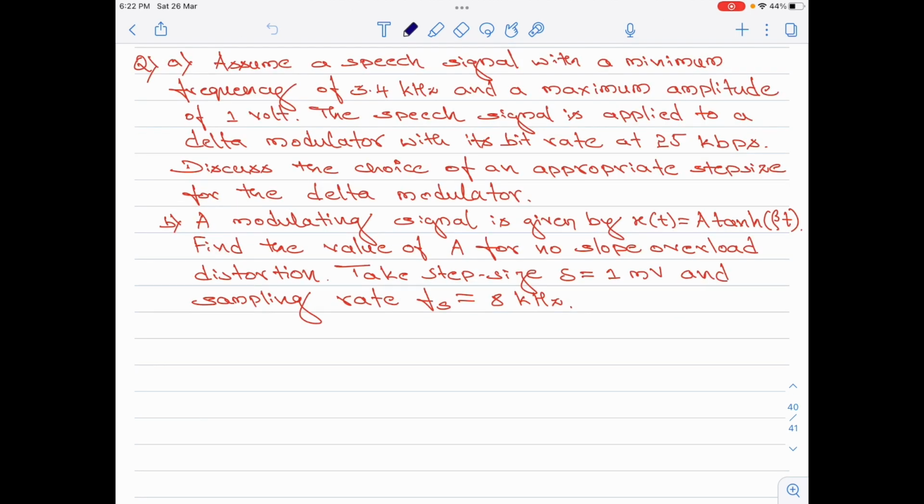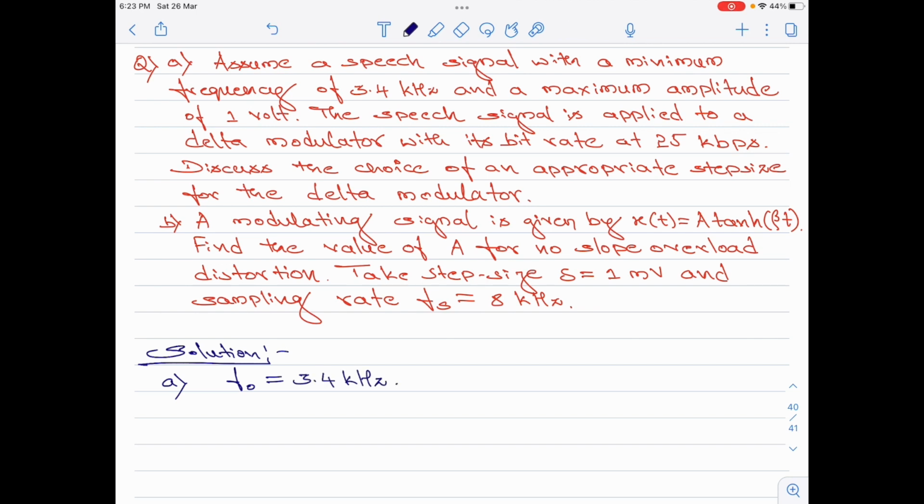Let me start with the solution part. I am going to start with part A of the question. If you go back and read out the question, we are very clearly told it is a delta modulation system. In the first sentence, we are told there is a speech signal with a minimum frequency of 3.4 kilohertz. Therefore, the value of the signal frequency, which is represented by f0, is equal to 3.4 kilohertz.